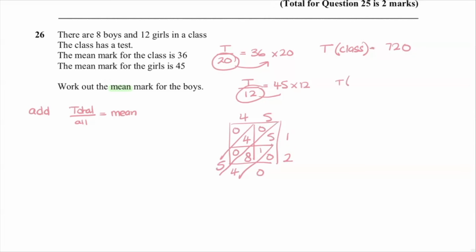So the total for the girls is 540. Now, the reason that's significant is it means just by taking away the girls from the entire class, I can get the total for the boys. So 720 take away 540 will give us 180. So 180 divided by the number of boys is going to give us that answer.